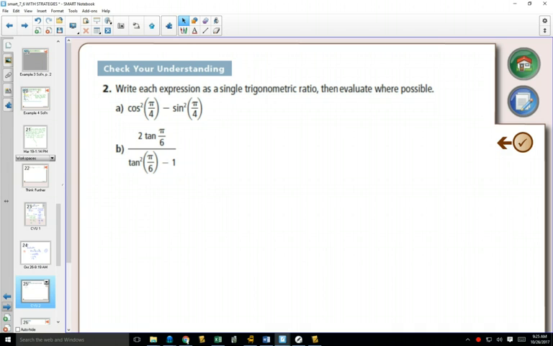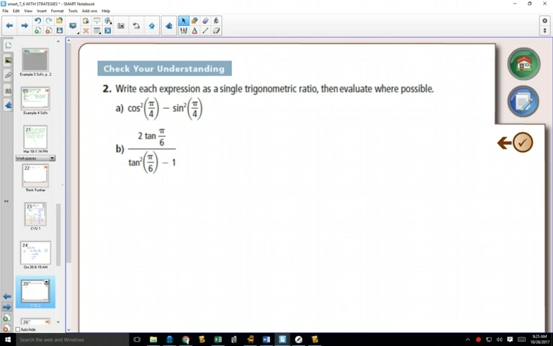Part A, it says write each as a single trig ratio and evaluate where possible: cos squared minus sine squared of pi over 4. Okay, tempted to say 1, right? When can we say it's equal to 1? If it was a plus sign, because our formula says cos squared theta plus sine squared theta is 1. But it's a minus sign.